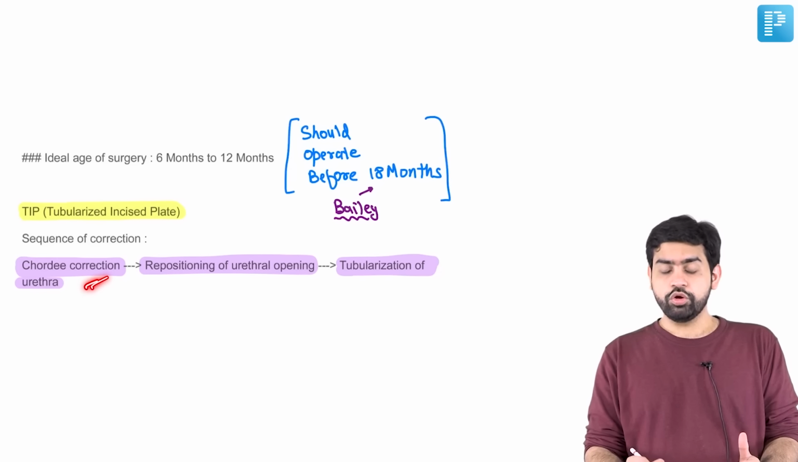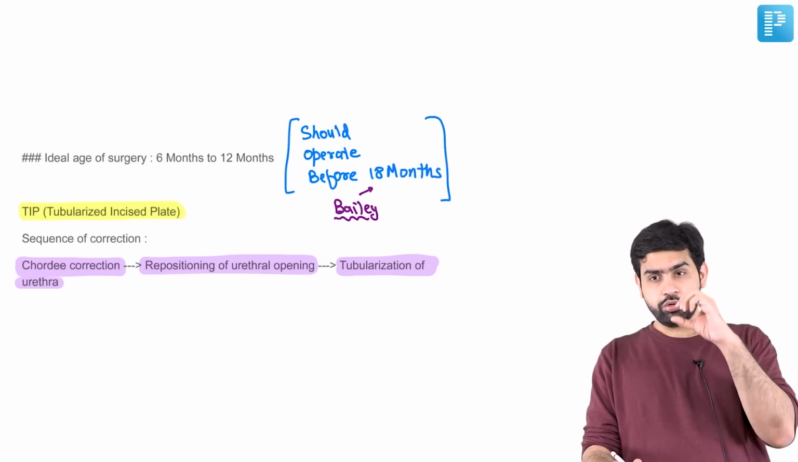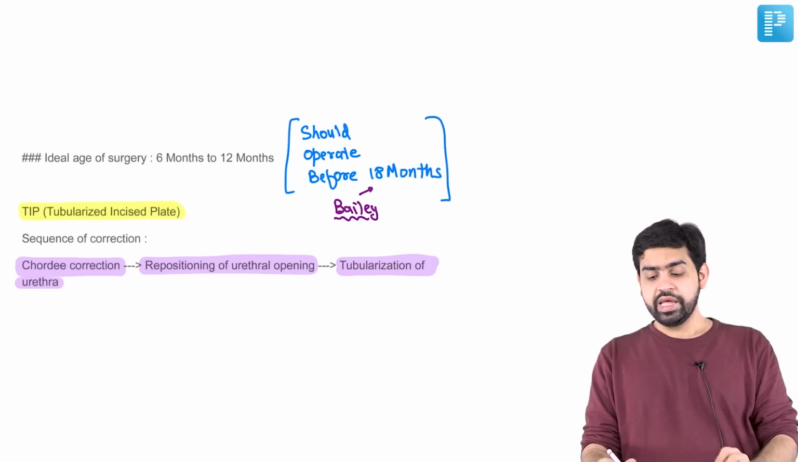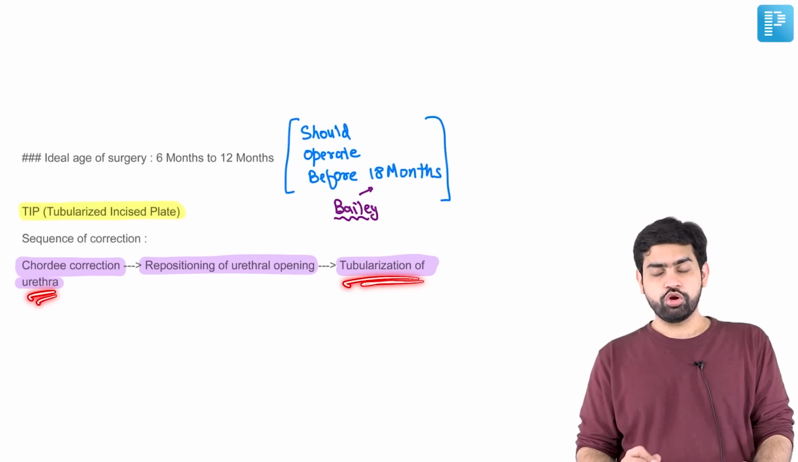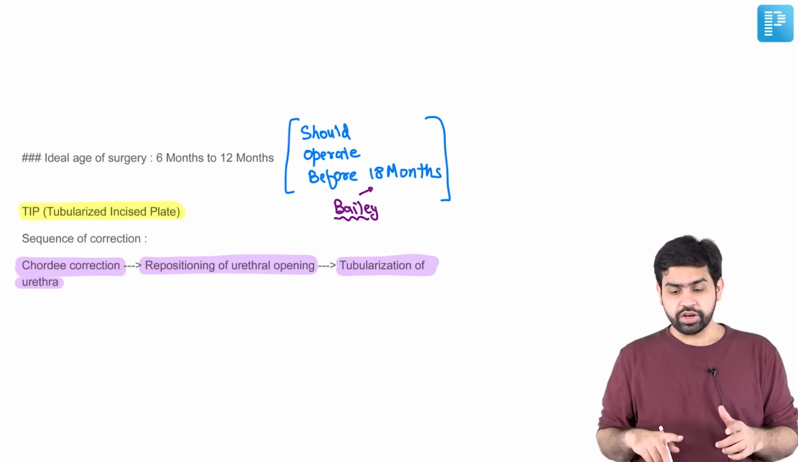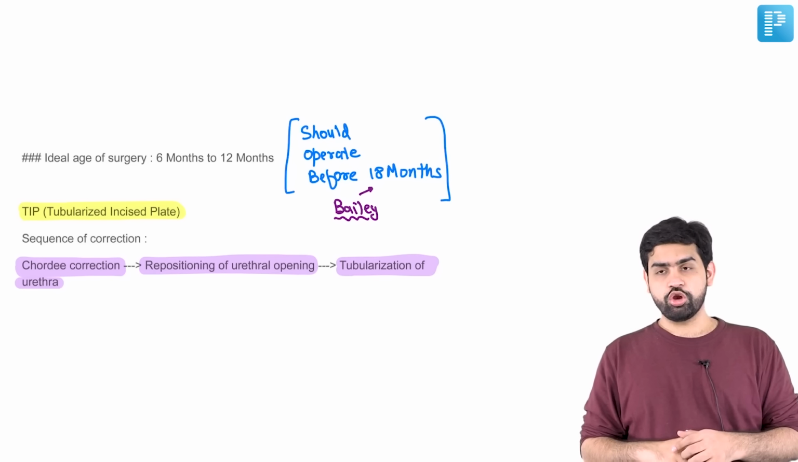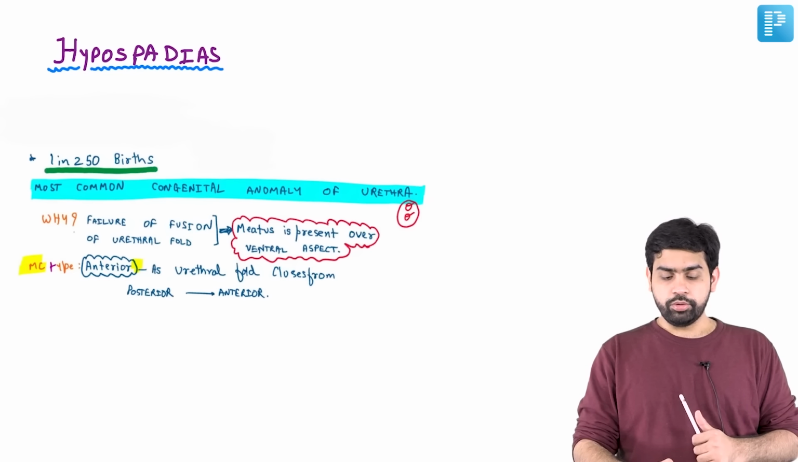So you first go ahead with the chordee correction. Okay. Then you go ahead with the repositioning of the urethral opening. So you first correct the chordee, then you reposition that particular urethral opening, and then you go ahead with the tubularization of the urethra. I hope you are able to understand. Do remember this. Okay. This is the sequence of correction: chordee correction, reposition of the urethra, and tubularization of the urethra. Now, that's all about the hypospadias.